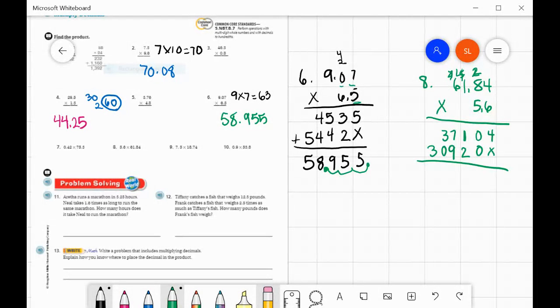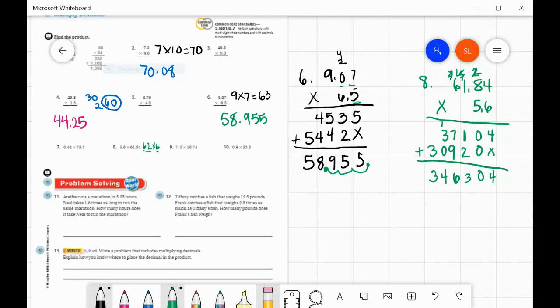I'm going to add now. 4, 0, 3, 16, 4, 3. And then we have 346,304, but we actually forgot to do this, so we'll do it now. 61.8 should round to be about 62, and 5.6 would round to be about 6. We'll take this at 60 times 6, which would be about 360.